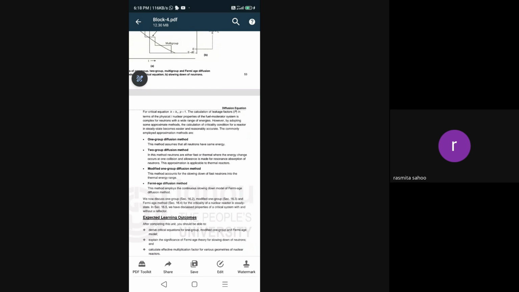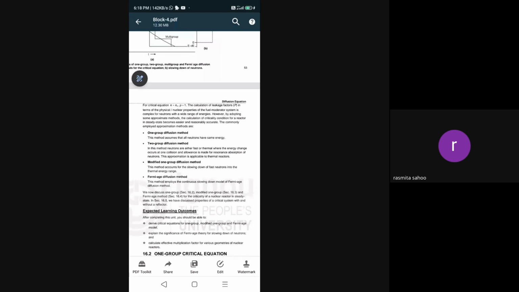The calculation of the leakage factor, capital P, in terms of the physical or nuclear properties of the fuel moderator system is complex for neutrons with a wide range of energies. However, by adopting some approximate methods, the calculation of the criticality condition for a reactor in steady state becomes easier and reasonably accurate. The commonly employed approximation methods are the one group diffusion method, two group diffusion method, modified one group diffusion method, and Fermi age diffusion method.